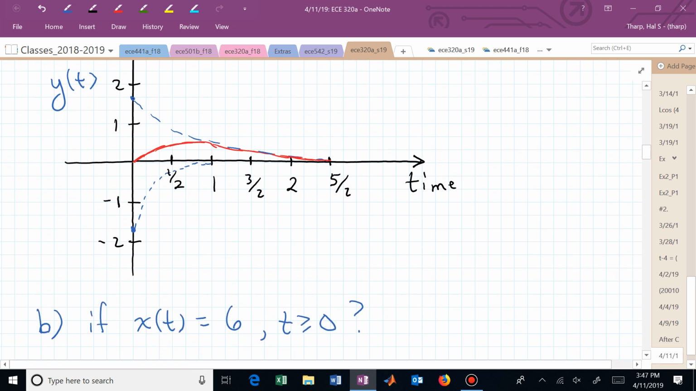That was the first part of the quiz. Here's the second part. If x of t is now 6. Now what is the answer? What is the final value of the output?